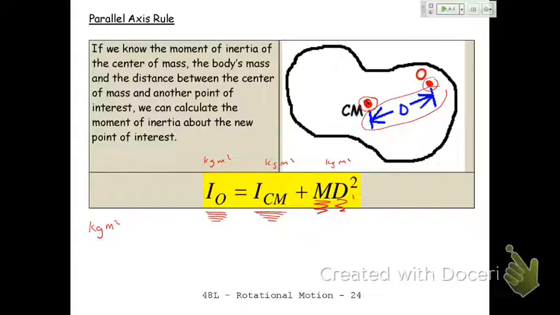You don't turn around and say, oh well, I can't remember, is it m times d squared or d times m squared? Well, it can't be d times m squared because the units are all wrong. So don't make those kinds of mistakes with this thing.